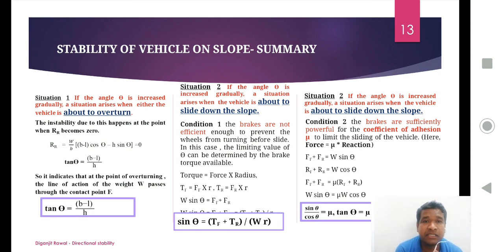So in that slide I have given the summary regarding the situation 1 and situation 2, and in situation 2 there are two conditions, condition 1 and condition 2. So I think all of you have understood very well the concept of stability of vehicle on slope, and in the next part, that is stability of vehicle on turn, directional stability, part 4b, we will discuss about the stability of vehicle on turn.